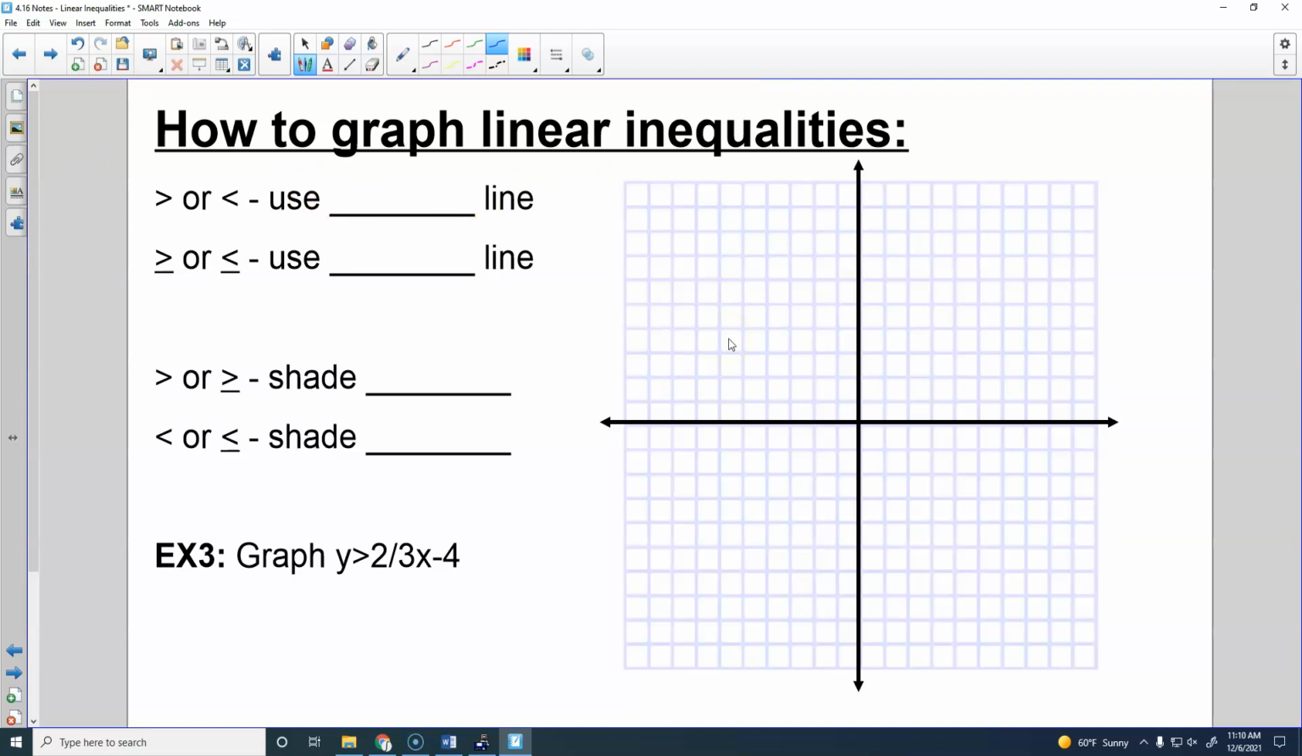Okay? So graphing linear inequalities is a lot like just graphing regular lines with a couple differences. If we have a greater than or a less than sign, then the line is not included. So we are going to have to use a dotted line. But if we have a greater than or less than sign with an or equal to underneath it, greater than or equal to or less than or equal to, we are going to use a solid line.